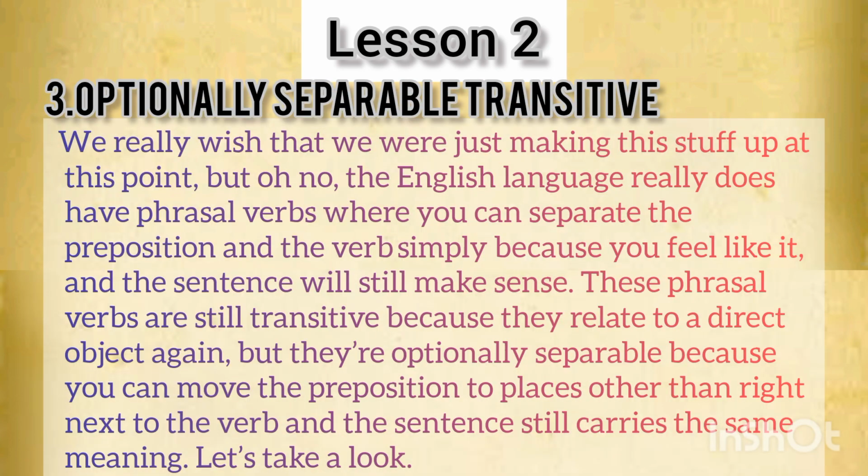The third type is optionally separable transitive. We really wish that we were just making this stuff up at this point, but oh no, the English language really does have phrasal verbs where you can separate the preposition and the verb simply because you feel like it, and the sentence will still make sense. These phrasal verbs are still transitive because they relate to a direct object again, but they are optionally separable because you can move the preposition to places other than right next to the verb, and the sentence still carries the same meaning. Let's take a look.